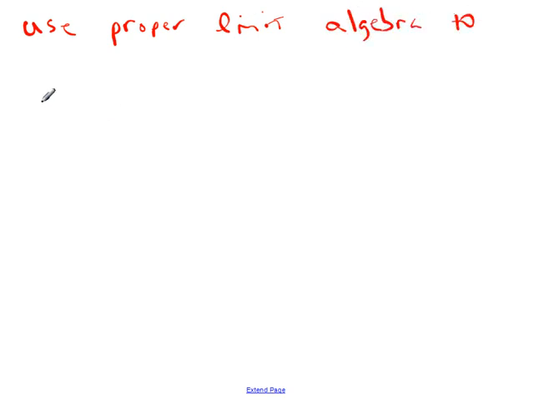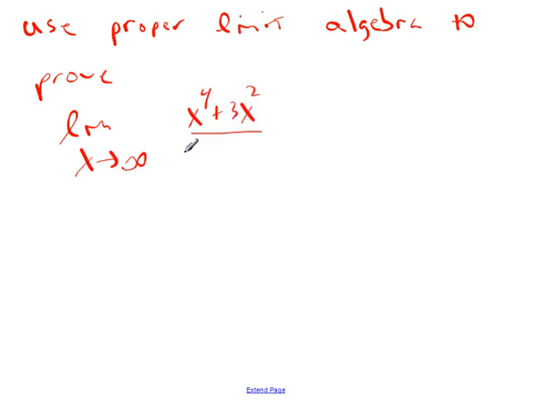So what I want you to do is use that proper limit algebra to prove that the limit as x approaches infinity of x to the 4th plus 3x squared over 5x to the 7th plus 2 equals 0. So pause the video, do some division. I would say x to the 7th might be a good dividing term. Do some division and prove that this limit is 0.